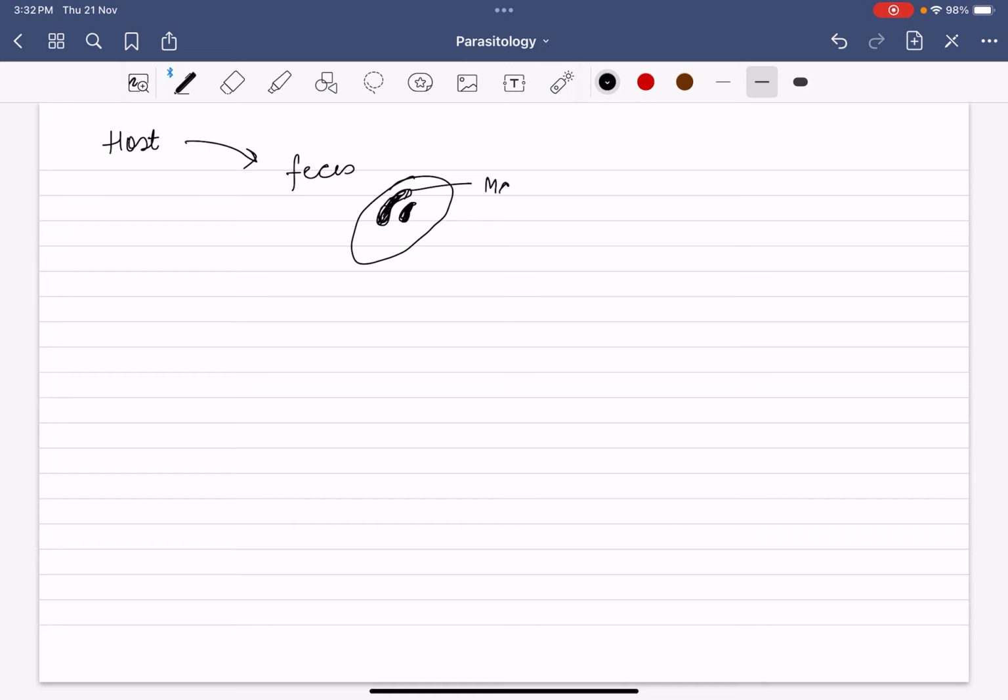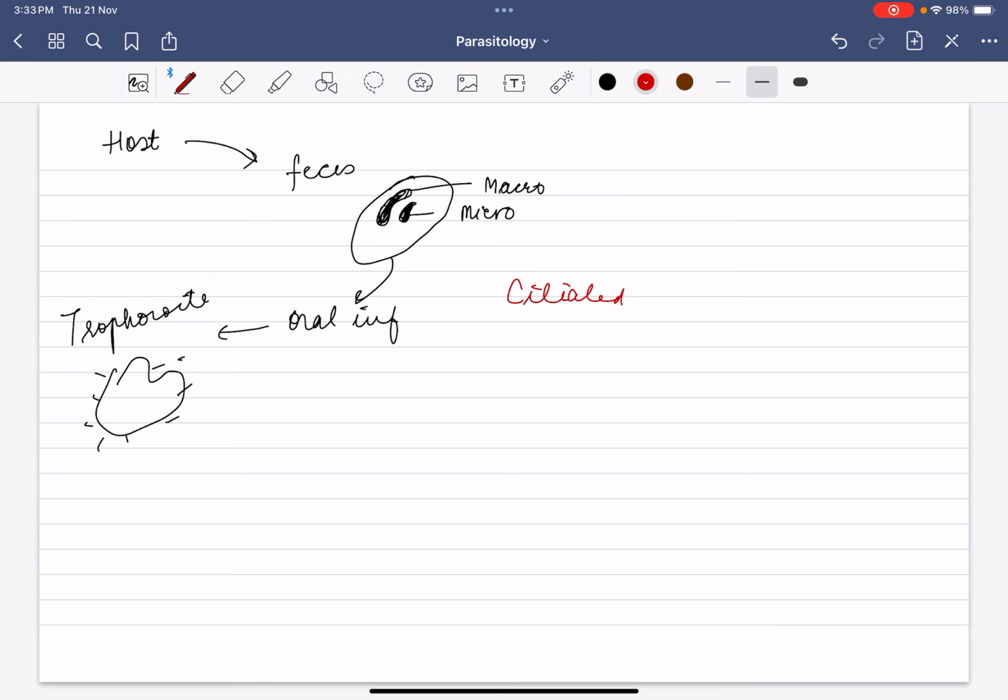So it has one macronucleus and one micronucleus. When the person eats infected food, it goes by the oral route and later becomes the trophozoite form, and the trophozoite form will have cilia all around it. What it causes is called ciliate dysentery or balantidiasis.